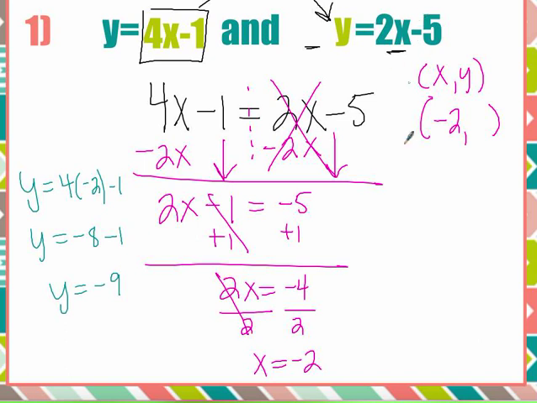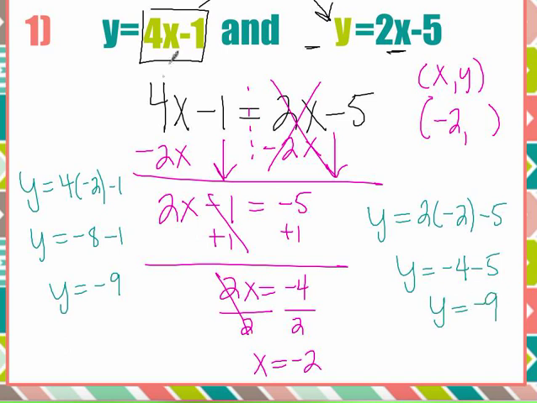If I plug it into the other one, I have y equals 2 times negative 2 minus 5. So y equals negative 4 minus 5. So y equals negative 9. It should be that way, that once I find one of the variables, I can plug it back into either one of the original ones to find the opposite variable. So if our x coordinate is negative 2, the y part of the coordinate is negative 9. So now this is actually the point where supposedly these two lines would intersect if I graph them.